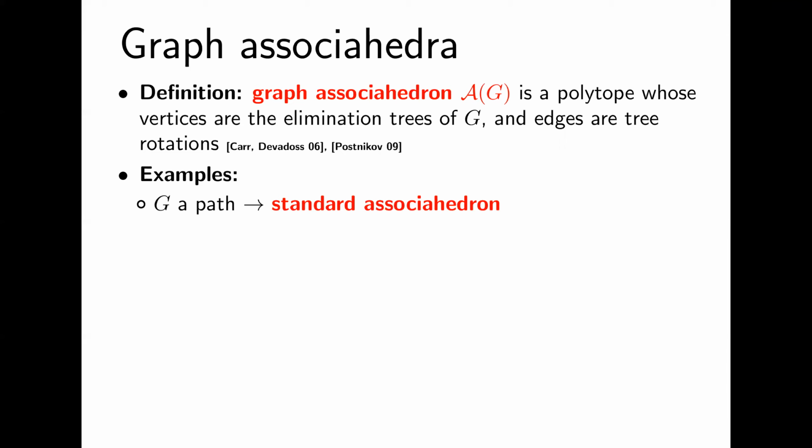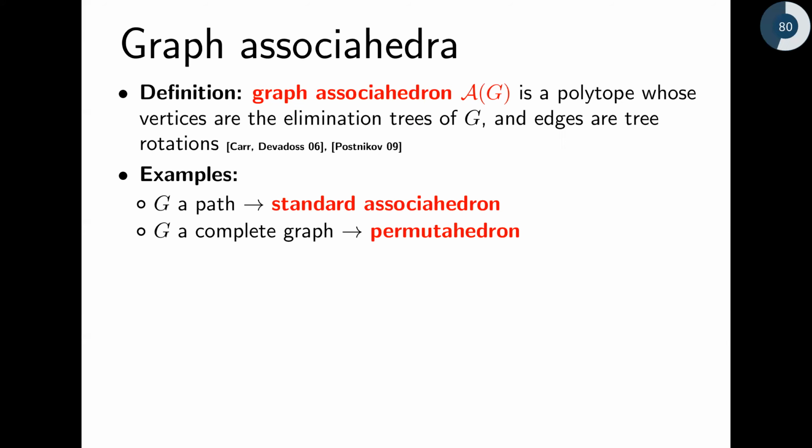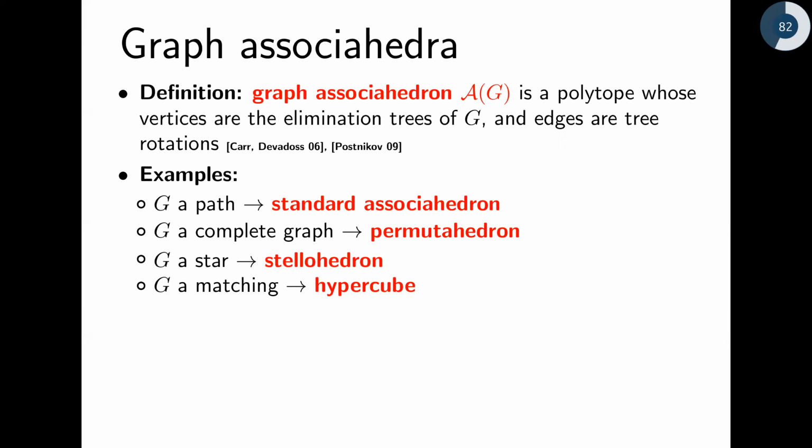For special graphs G, this graph associahedron also gives some nice special cases. For instance, if G is a path, you get the standard associahedron. If G is a complete graph, you get the permutahedron. If G is a star, you get the so-called stellohedron. If G is a matching, you get the hypercube. If G is a cycle, you get the cyclohedron. All these polytopes have been studied in their own right, and they are generalized by this notion of graph associahedra for any graph G.